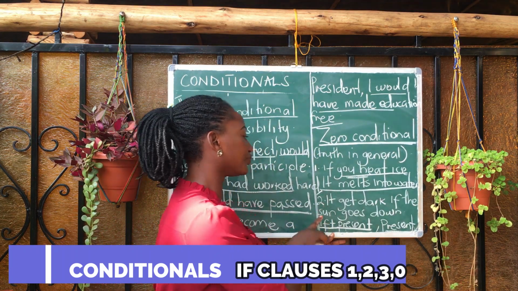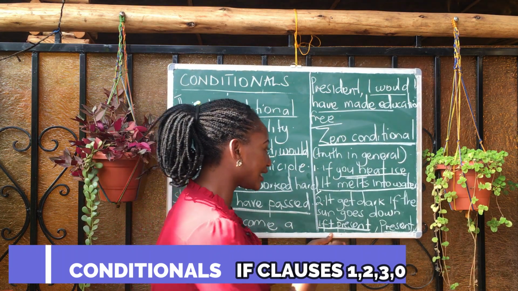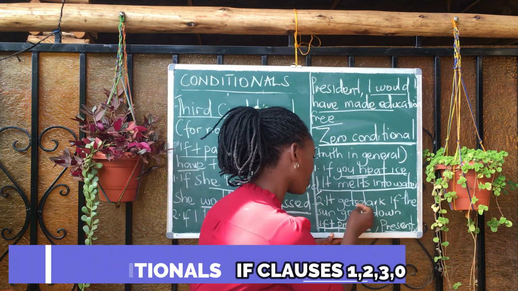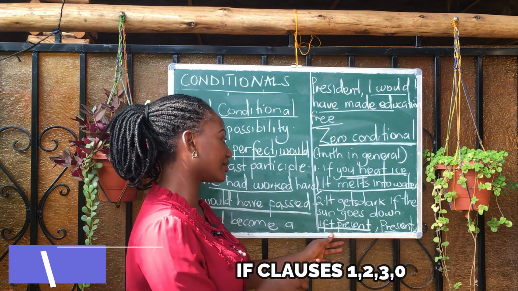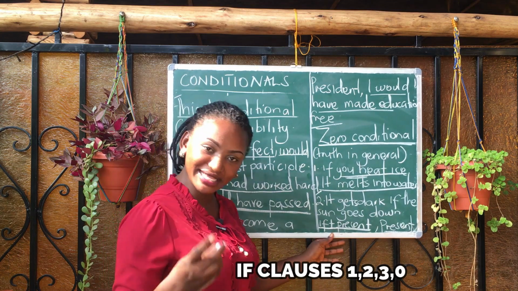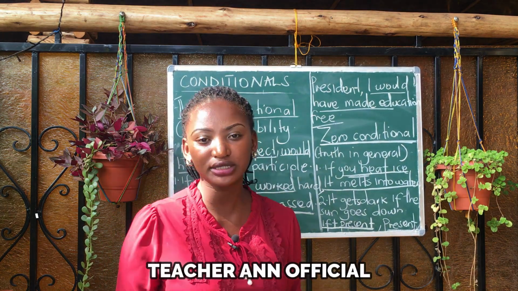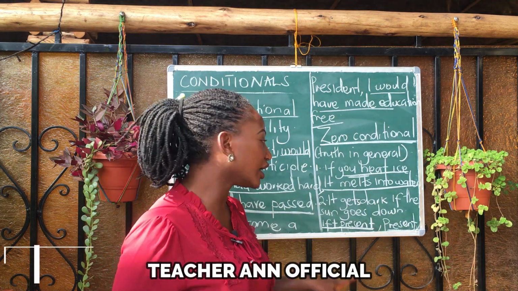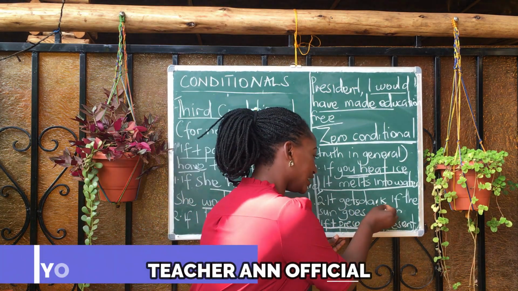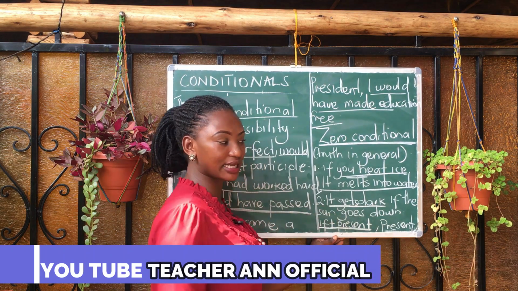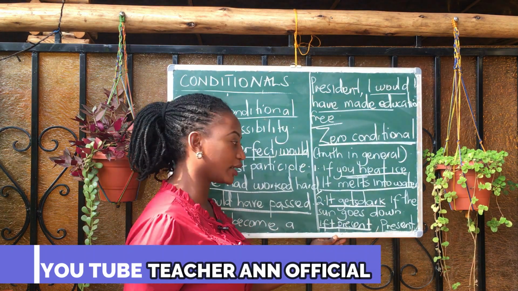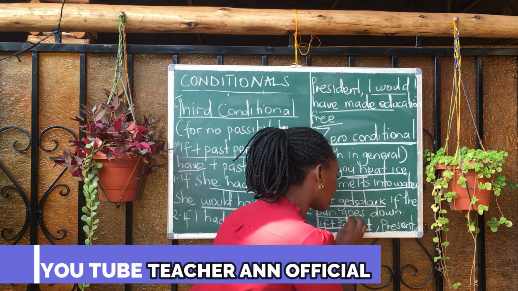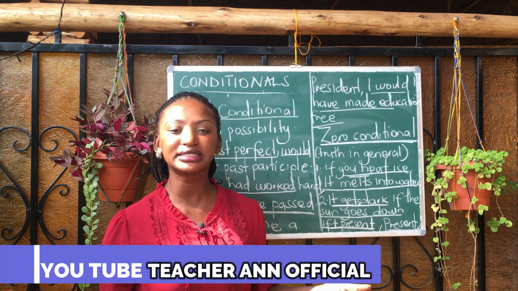As example 2, it gets dark if the sun goes down. You can see that this is a scientific truth. It is real. So if it is real, we use it gets dark. This is the present simple in the main clause. And in the if clause, the sun goes down is also present simple.